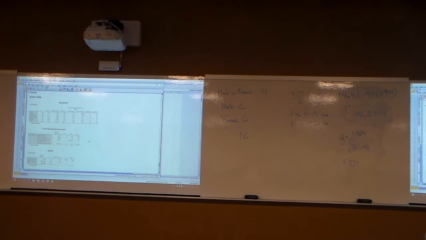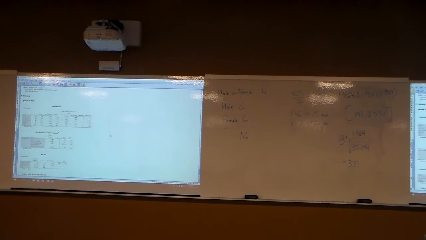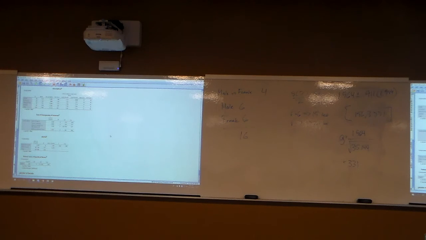And so what I want to see is, for men and for women, do I have differences in conservatism across religious affiliation?